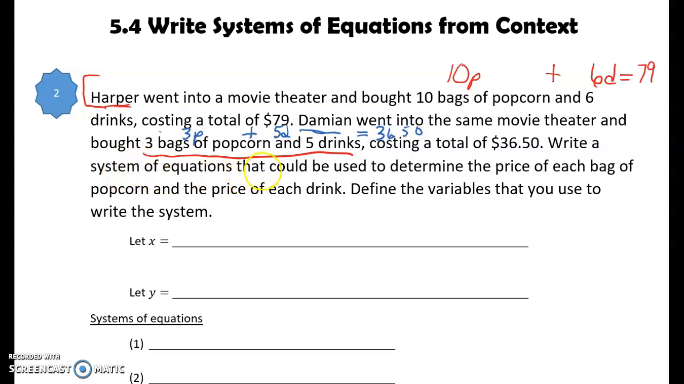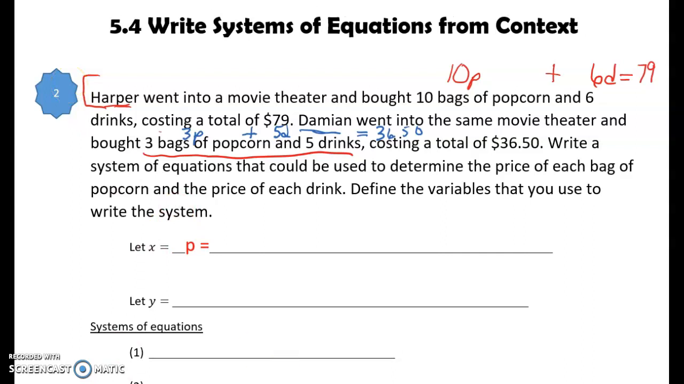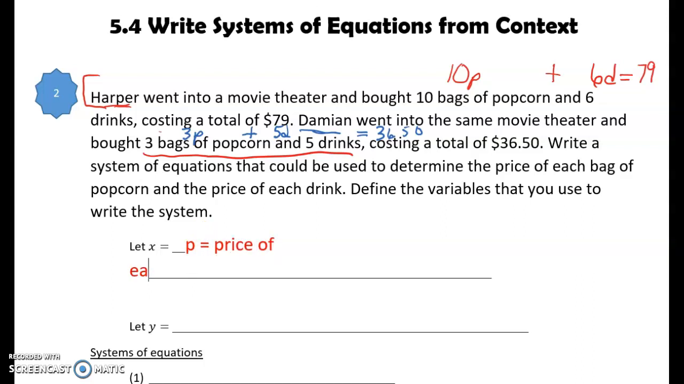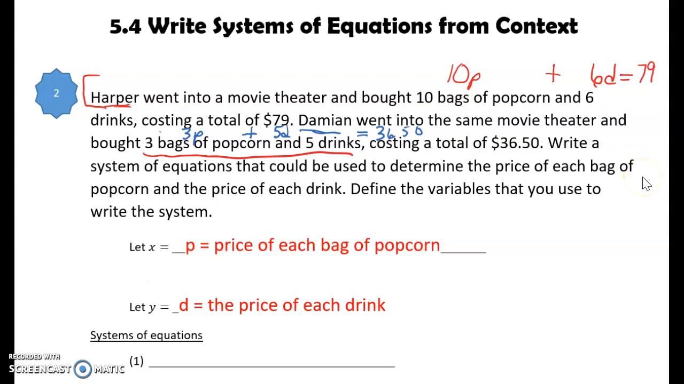Write a system of equations that could be used to determine the price of each bag of popcorn and the price of each drink. Okay, define the variables that you will use to write the system. So as I'm looking at this, I am going to think, okay, what variables did I see up there? I am seeing X, but instead of X, I'm going to use P. I know I'm looking for the price of the popcorn and the price of the drink. So I'm going to let P equal the price of each bag of popcorn, and let D equal the price of each drink.